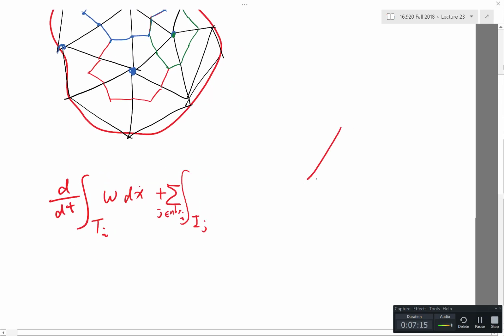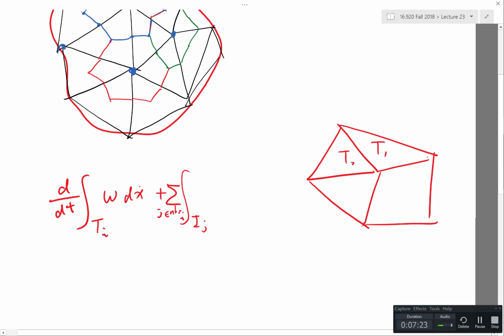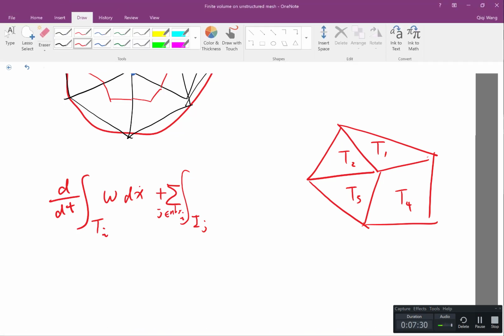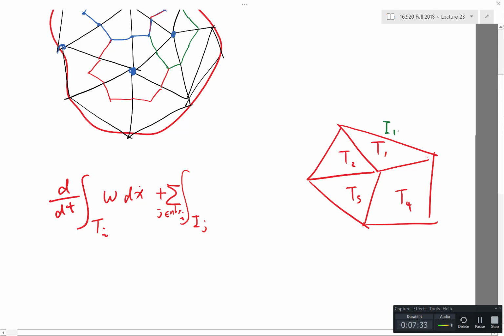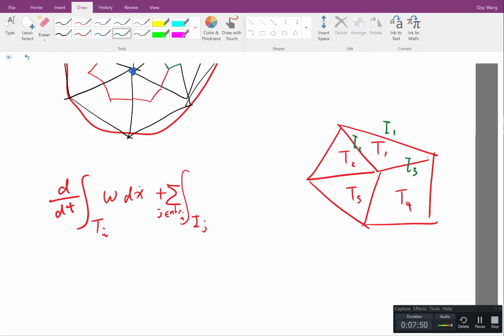So let's do a different mesh. Let's call this triangle 1, triangle 2, triangle 3, triangle 4. Then, for example, for triangle 1, the interfaces include, for example, I1, I2, I3, right? So it has these 3 neighboring interfaces. So I'm going to be integrating over all the adjacent interfaces of the triangle, and then this is the flux.